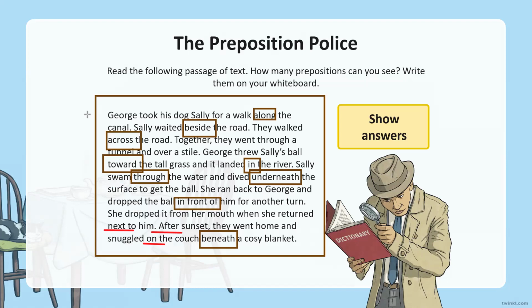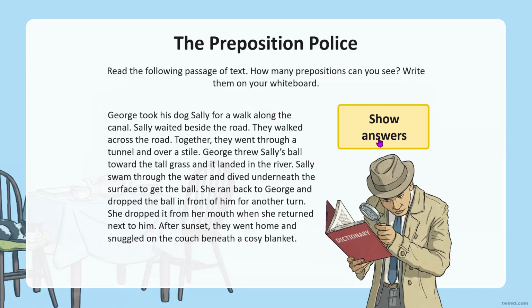Returned. Returned is also a verb. Okay, so I think we've found them all, Dolin. Nice. So I want you to count how many prepositions are here in this text. 12. Very good, Dolin. Wow. Okay, so you got it correct.